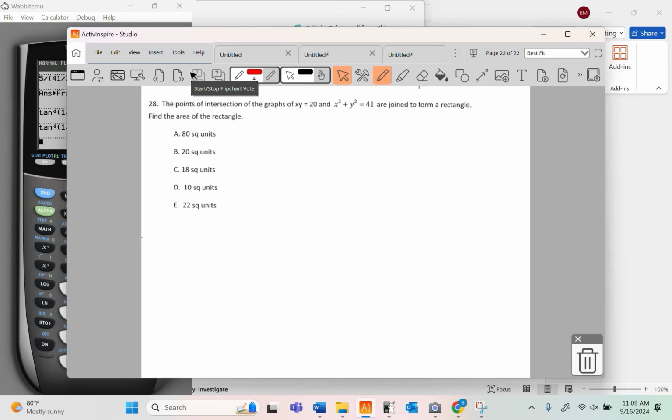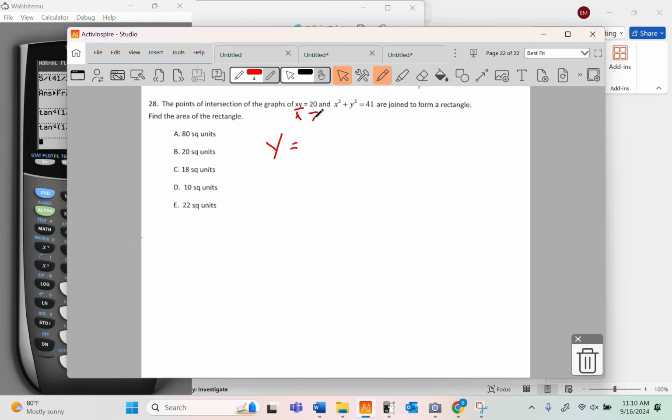The points of intersection on the graphs of xy equals 20 and x squared plus y squared equals 41 are joined to form a rectangle. Find the area of the rectangle. This isn't going to be any fun, now is it? Not a lick of fun. I don't feel like doing this by hand.